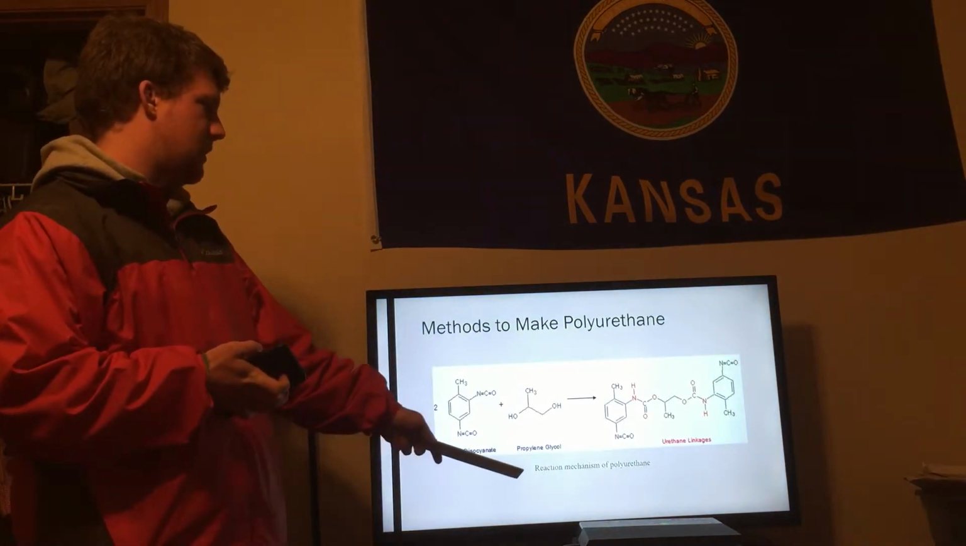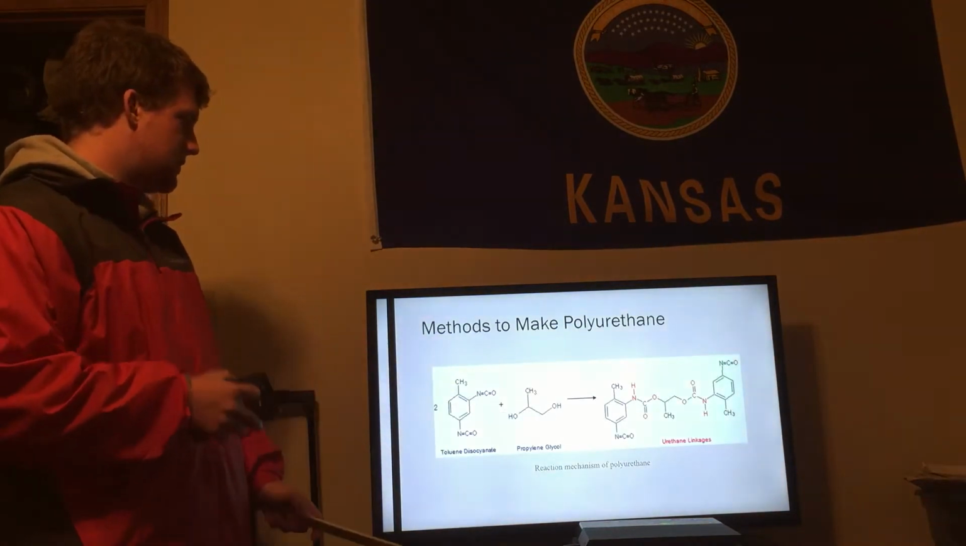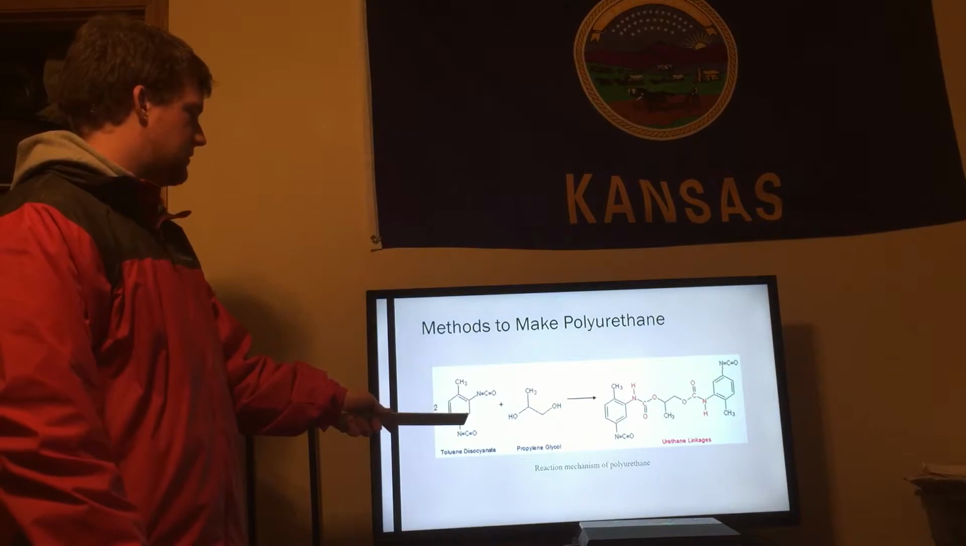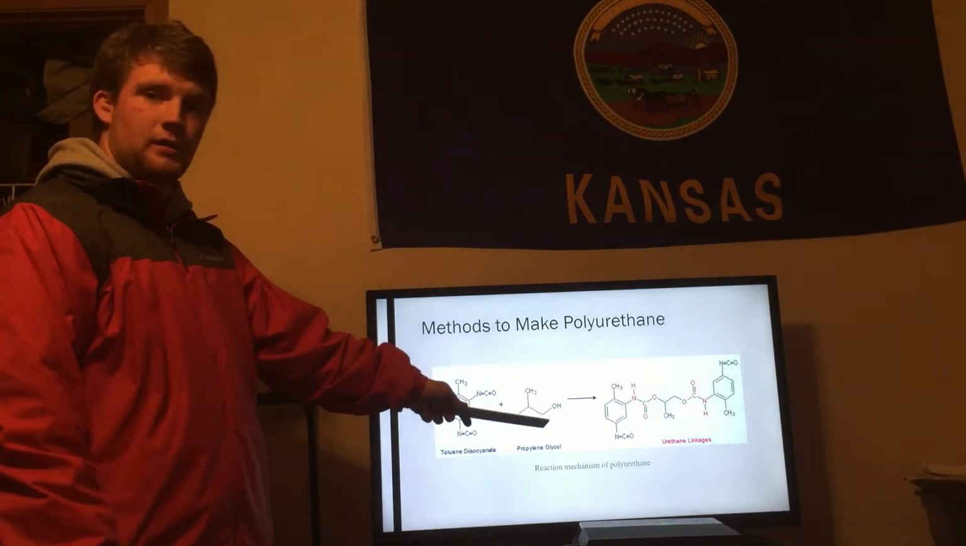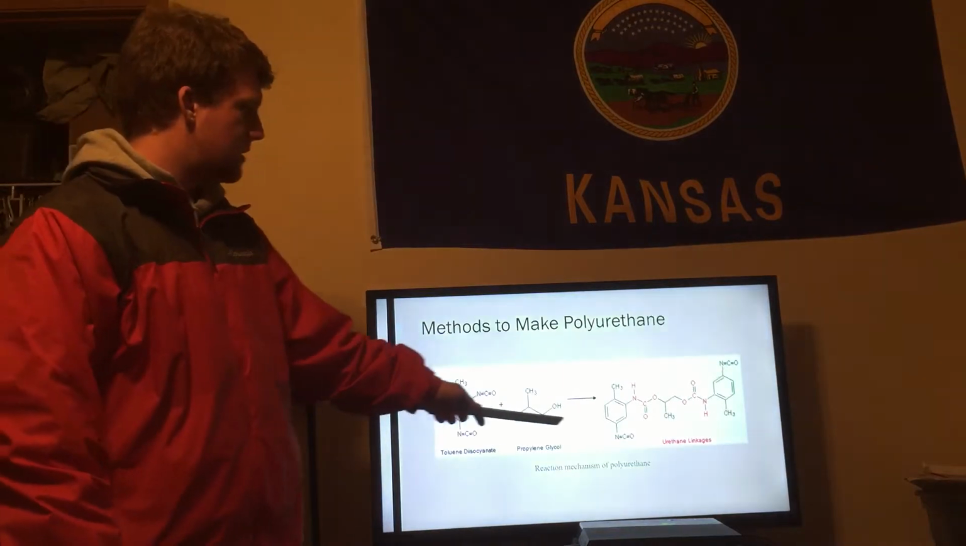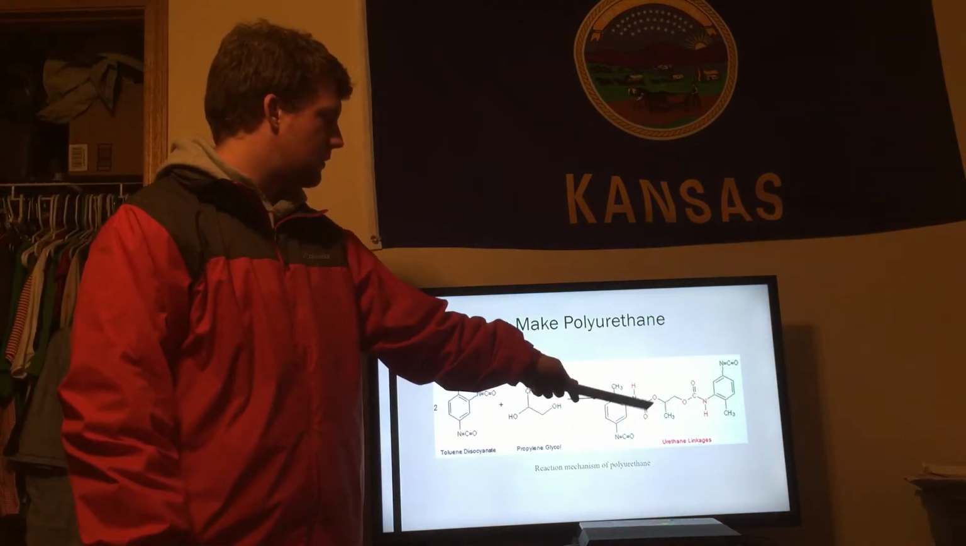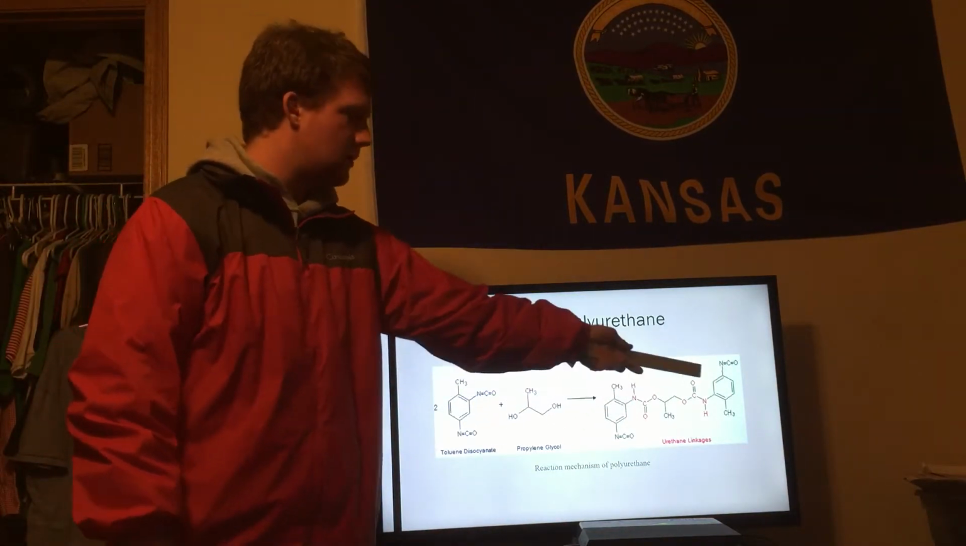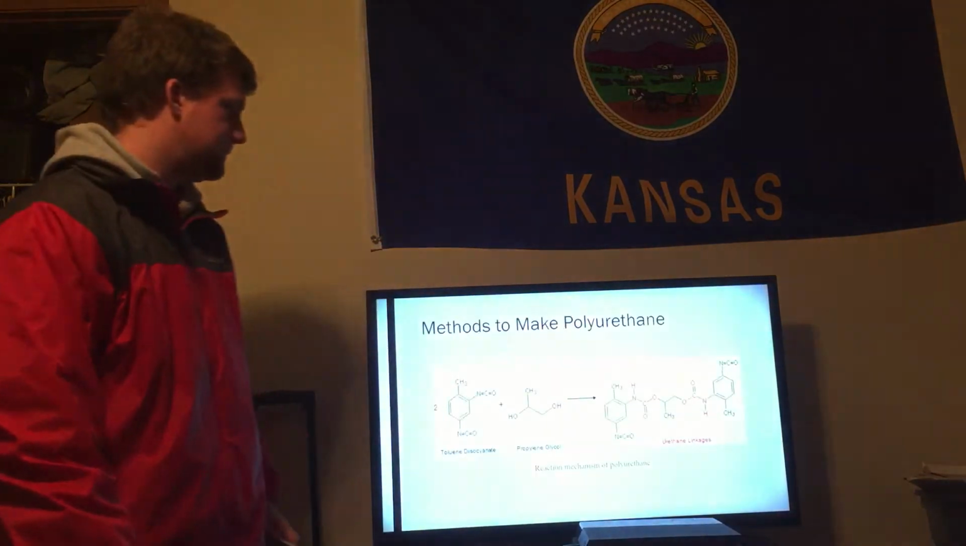This is a reaction mechanism of polyurethane. As you can see, here is the isocyanate reacting with the polyol, and the end chains react to form the urethane groups in here to form one large molecular chain.